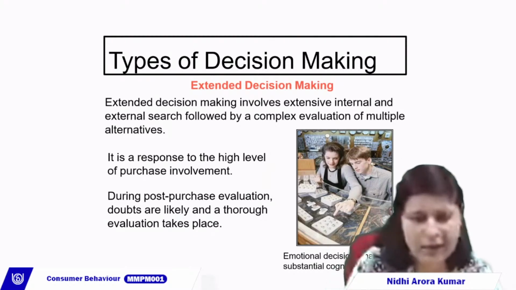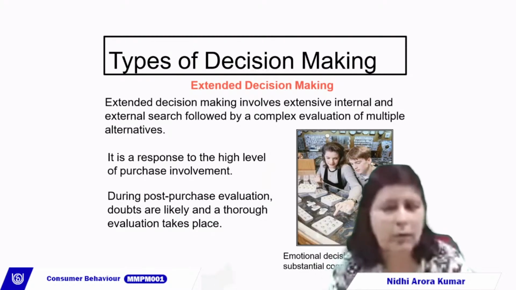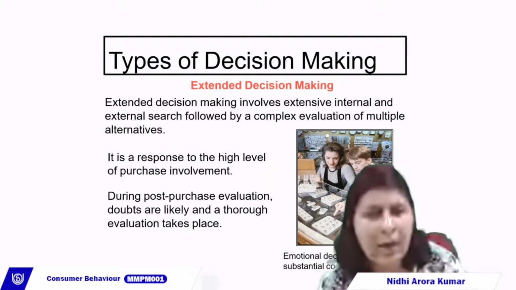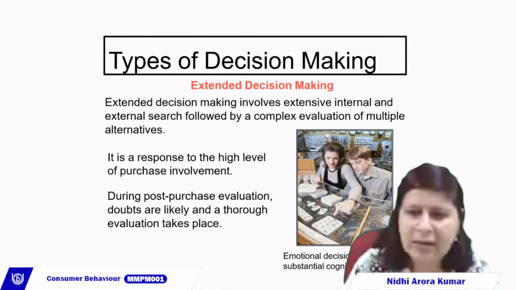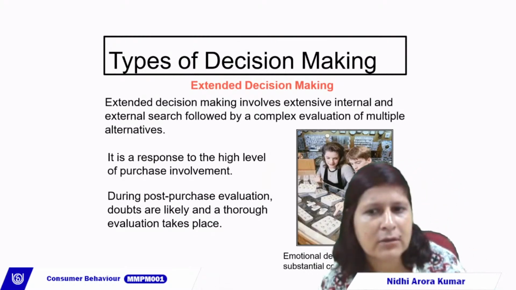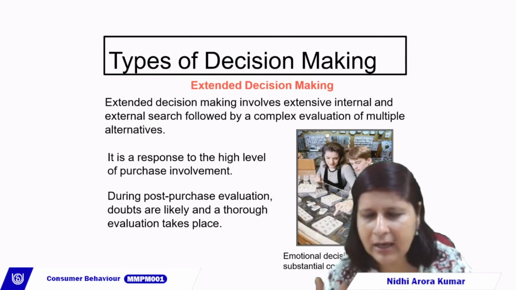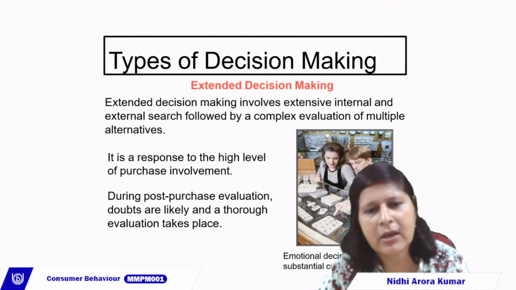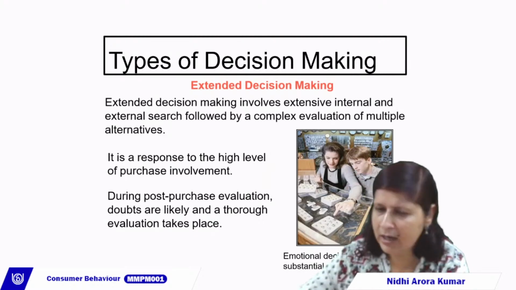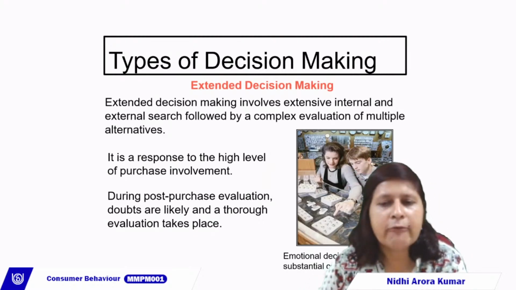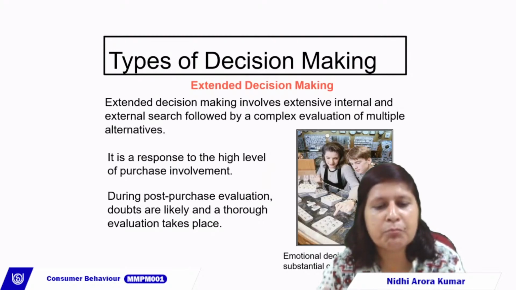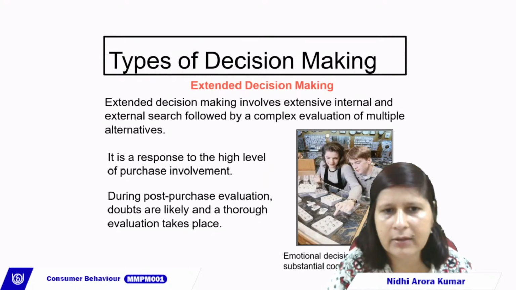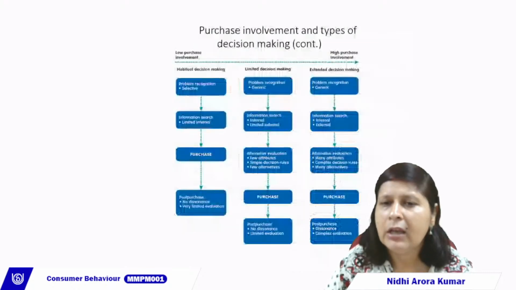And if I have any doubts post purchase, whether my needs have been satisfied or not, whether I'm happy with that product or not. And if I'm happy with the product and my needs have been met, then I might go back to the same jeweler again. So this is extended decision making. In extended decision making, it involves much purchase involvement. So purchase involvement is more in this, right?